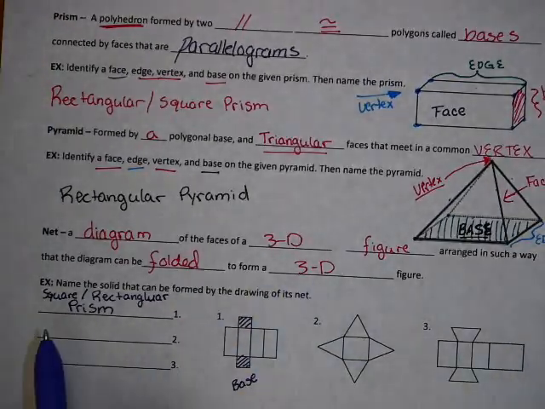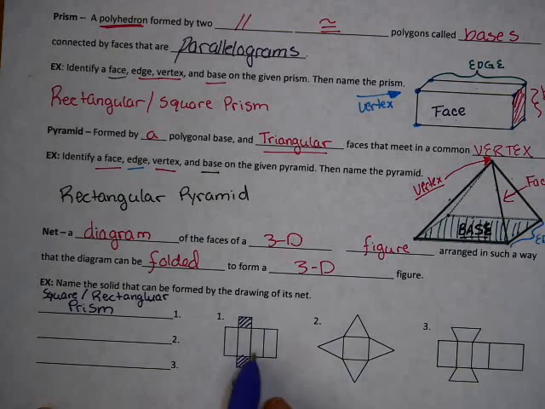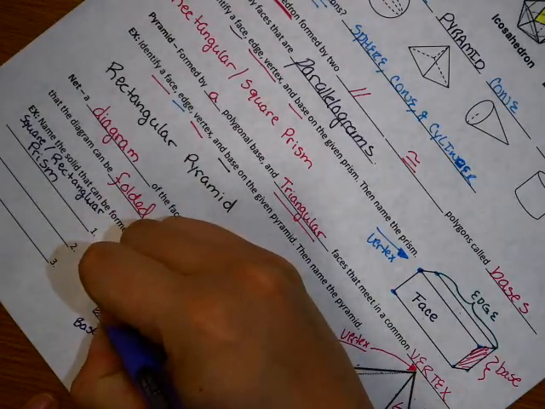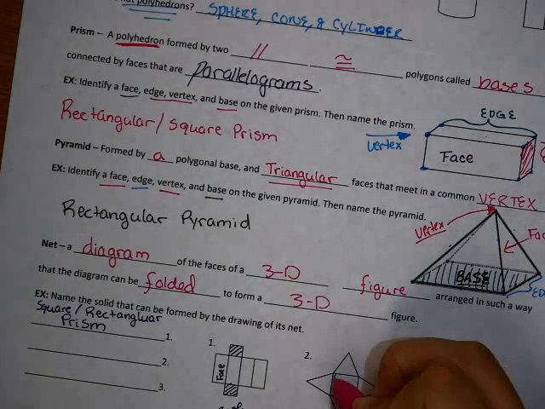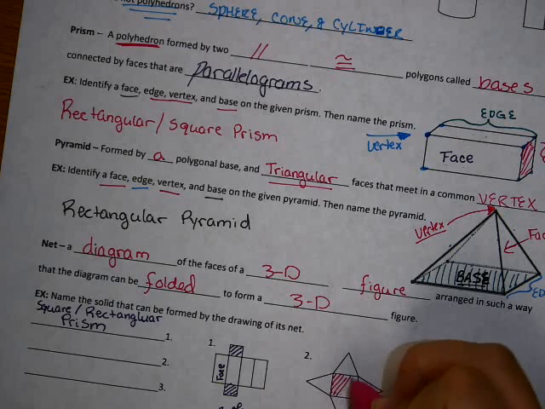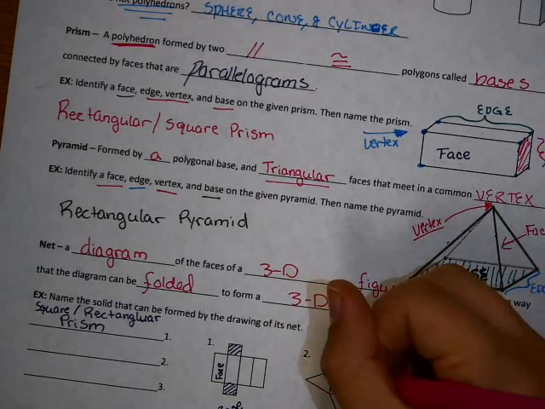Got ahead of myself there. Prism, because we have parallelograms that are the faces. So I'm going to write face here so we know what we're talking about. All right, this one, this is the base.